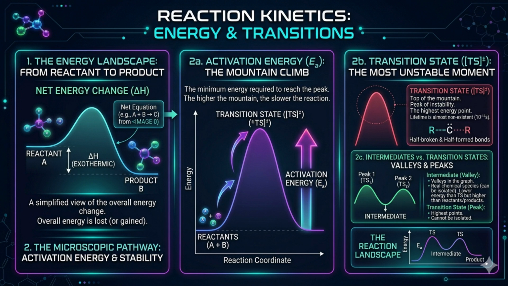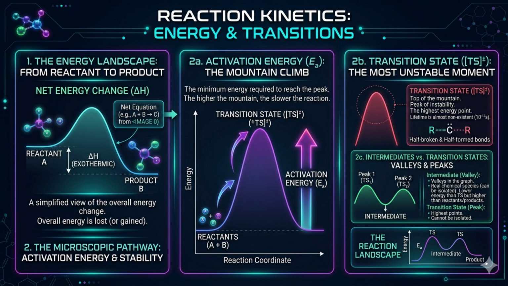Now, let's look at the most critical moments of the journey. At the absolute peak of the mountain sits the transition state. This is the most unstable moment in chemistry. Bonds are in limbo, half broken and half formed. It lasts for a fraction of a second and can never be captured. It is pure instability. But, if your journey has a valley between two peaks, you've found an intermediate. Unlike the transition state, an intermediate is a real, though brief, chemical species. It sits in a valley of relative stability, a temporary rest stop before the final climb to the product.